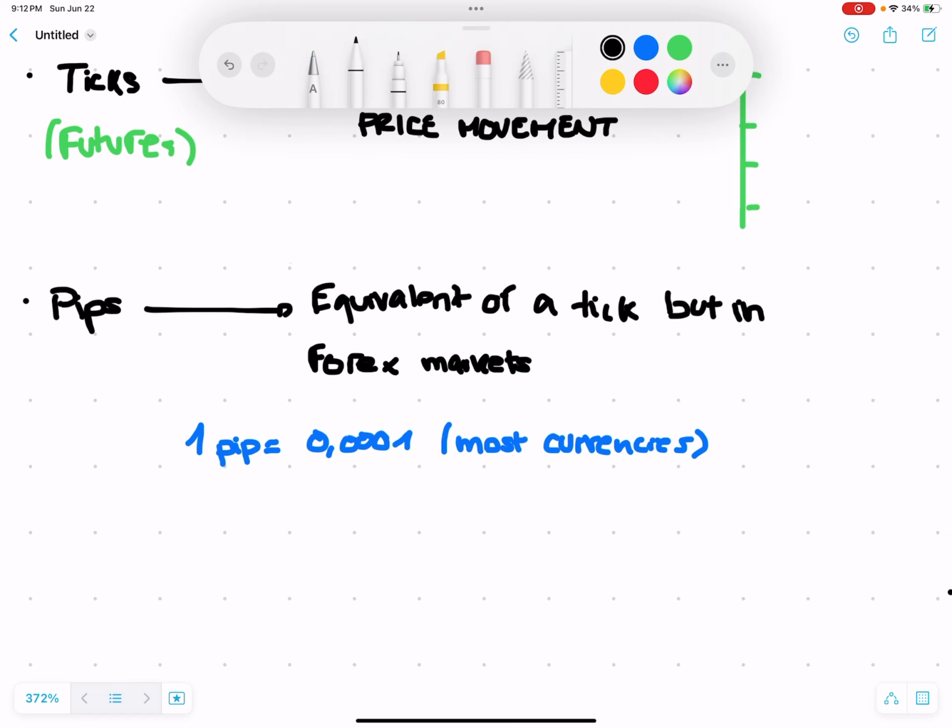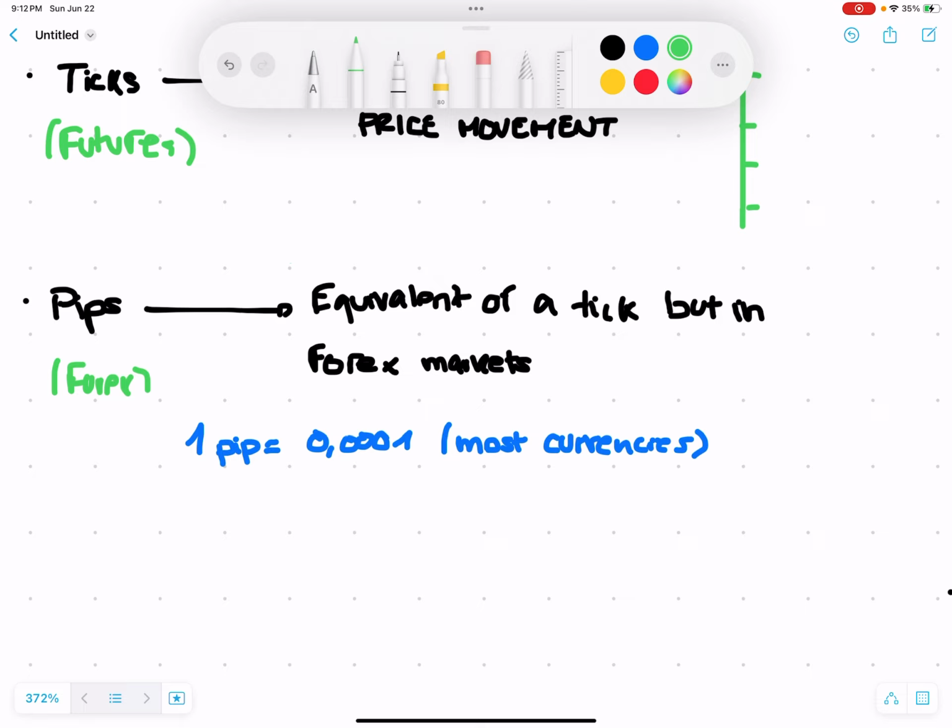Pips are used in Forex. We don't talk about pips when we trade futures, but if you want to trade Forex, of course, I'm also going to talk a lot about Forex. Even though I trade futures, a lot of the things I'm going to mention are going to be about Forex as well. So if you hear about pips, a pip is the equivalent of a tick, except that it's in the Forex market. It's the smallest price movement most currency pairs can make.